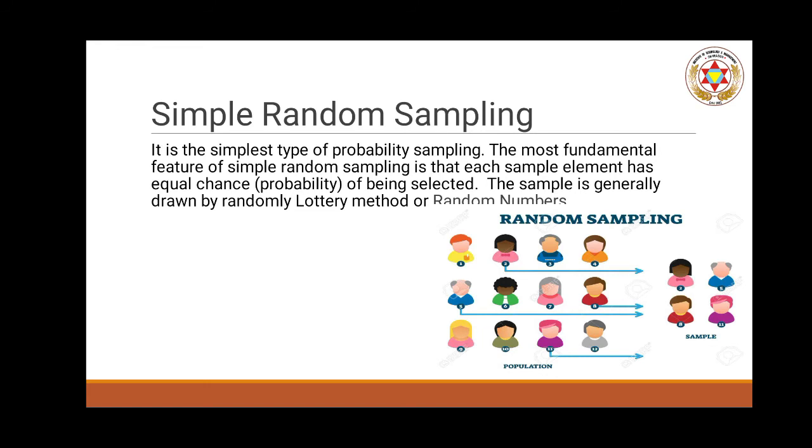Simple random sampling is the simplest type of probability sampling, and the most fundamental feature of this method is that each sample element has an equal chance of being selected. This sampling is generally done by lottery method or random numbers. Just try to understand how we do simple random sampling. First, we need to select a sampling frame. From that sampling frame, we generate random numbers, maybe using a computer or a lottery, and select units corresponding to each number. In this way, the simple random sample is drawn.